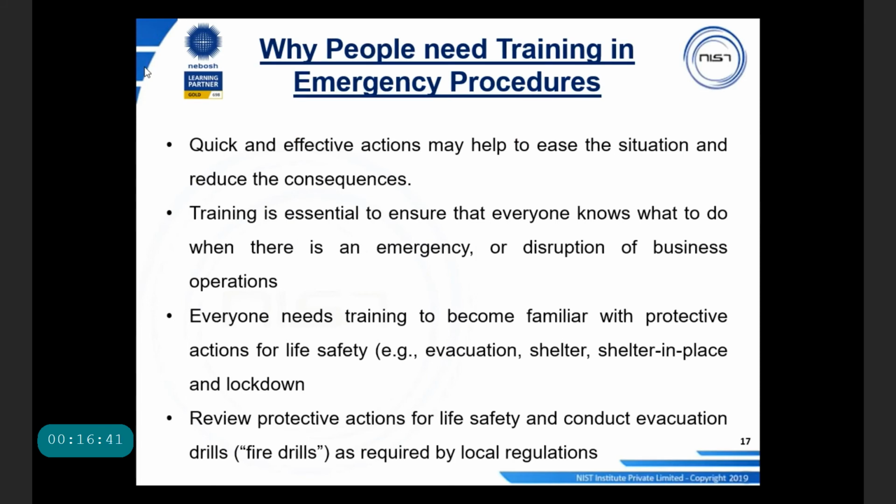Quick and effective actions may help to ease the situation and reduce the consequences. Training is essential to ensure that everyone knows what to do when there is an emergency or disruption of business operations. Everyone needs training to become familiar with protective actions for life safety, for example, evacuation, shelter in place and lockdown, etc. Review protective actions for life safety and conduct evacuation drills as per local regulations.